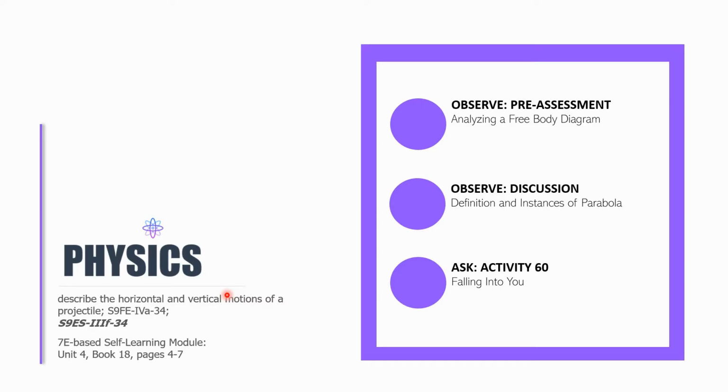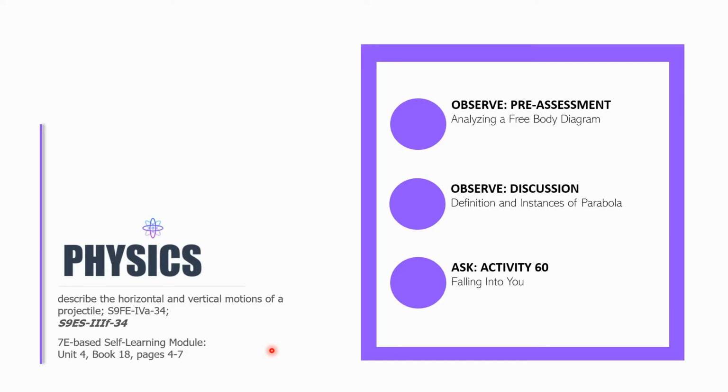This edition of the Knowledge Catalog's Physics, Grade 9 Physics, is tackling the following learning competency: describe the horizontal and vertical motions of a projectile. If you want to follow through, you may need a copy of the 7E-based self-learning module in Science 9, which I have developed. Open it in Unit 4, Book 18, pages 4 to 7.